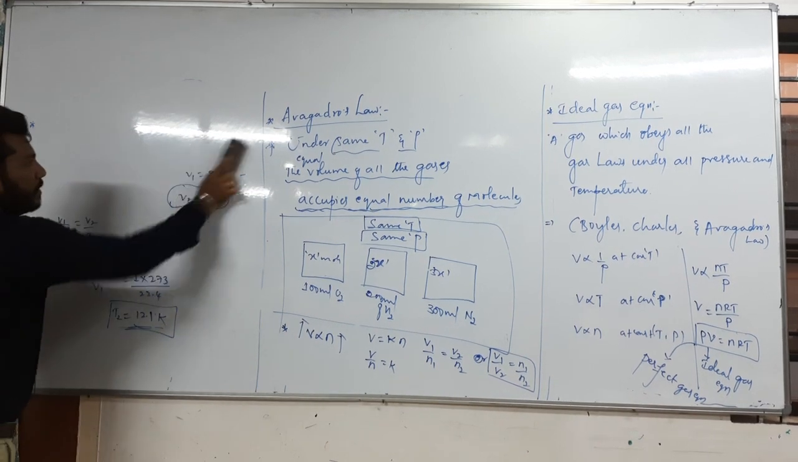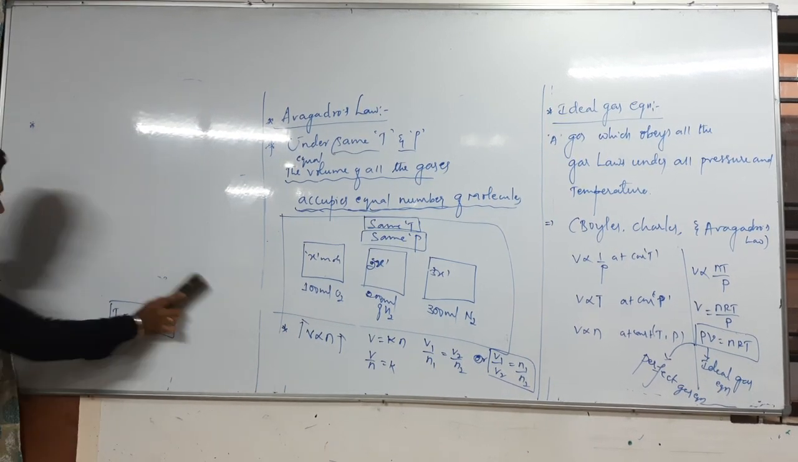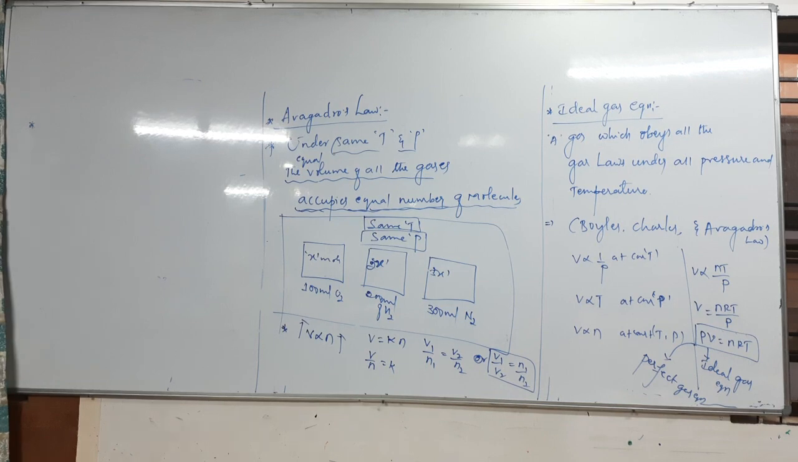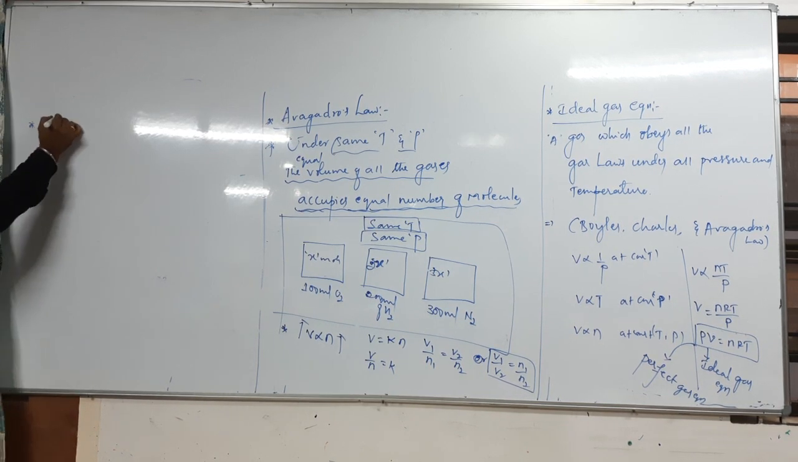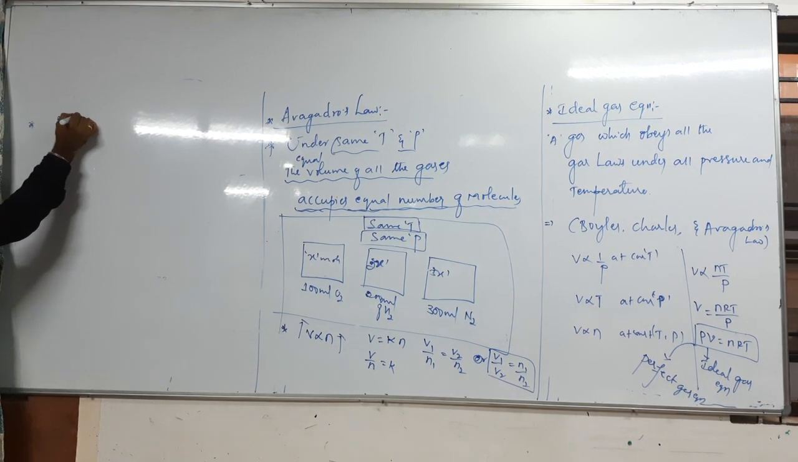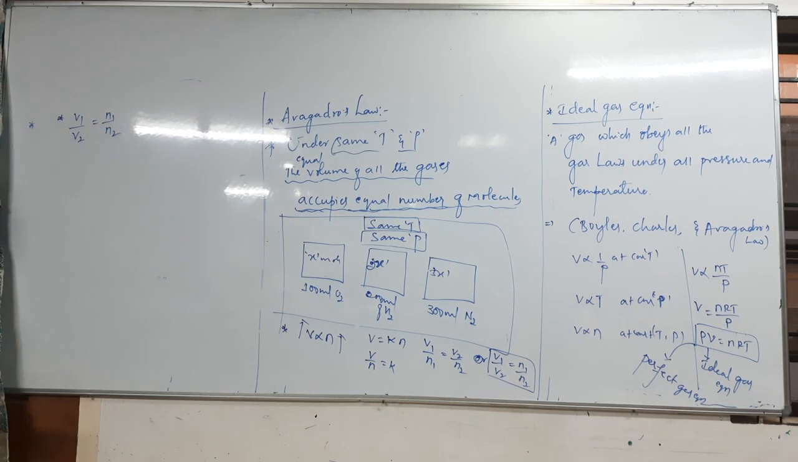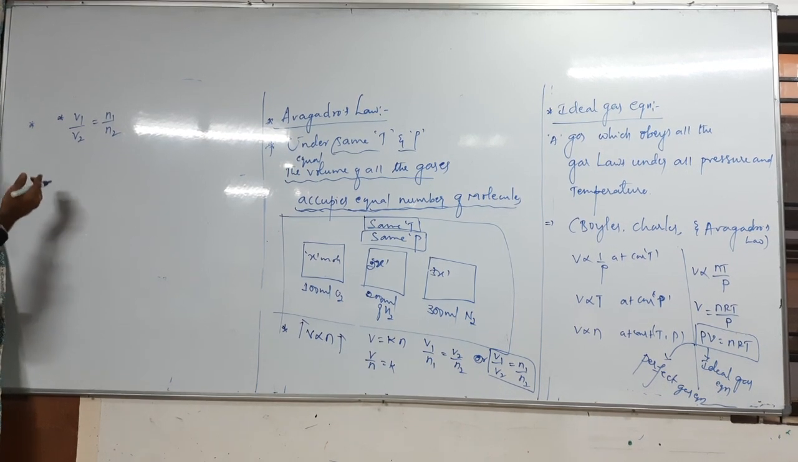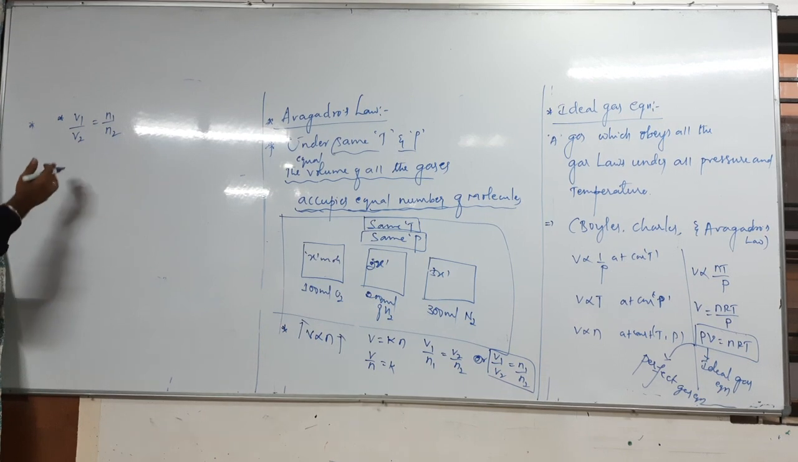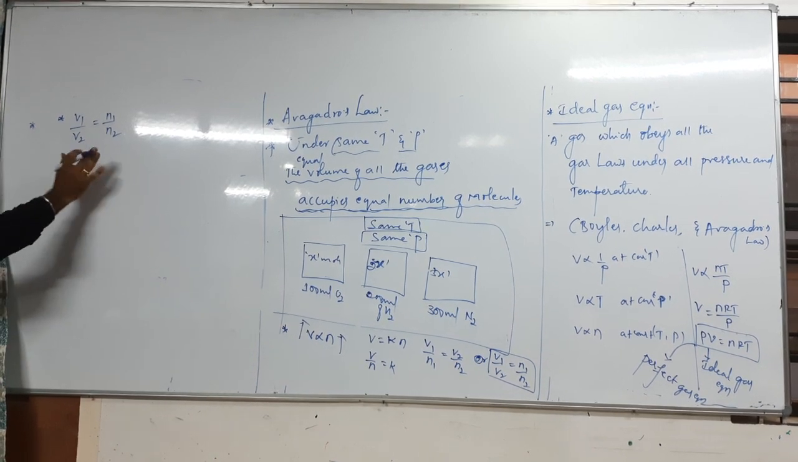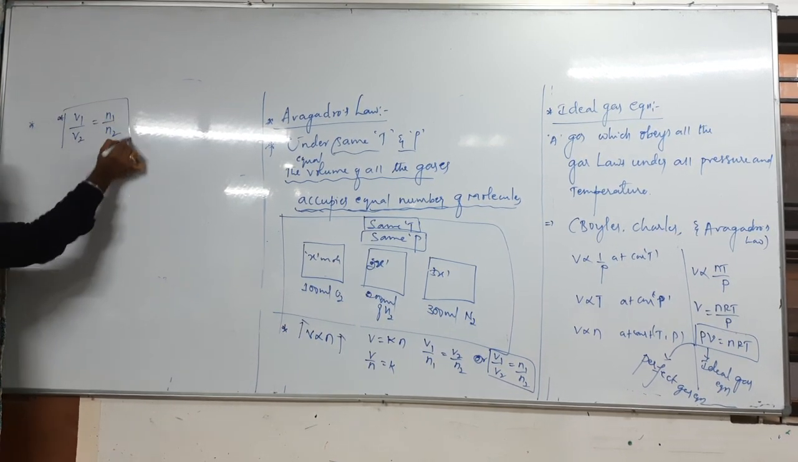Okay, so with respect to that equation, let us try to solve the question. First let us see that V1 by V2 equals N1 by N2, otherwise V1 by N1 equals V2 by N2. We will write it in this equation.